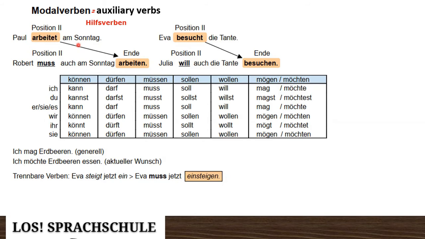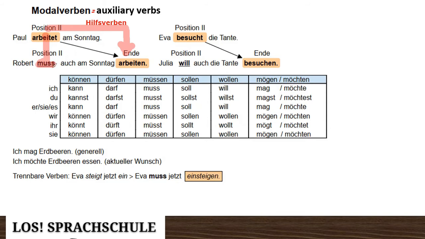But now we want to put a helping verb here to make another statement. Robert muss auch am Sonntag arbeiten. So we have two verbs here. The sentence means Robert also must work on Sunday. The helping verb, you can picture it like fighting off the normal verb and takes position 2, and the normal verb, or the second verb actually to be more precise, has to go all the way back to the end of the sentence, because the verb on position 2 always reflects the subject.